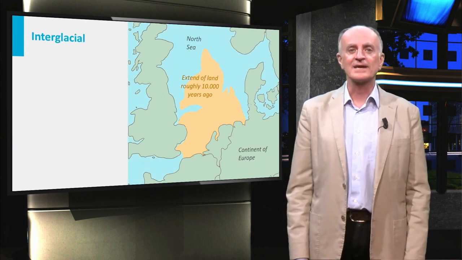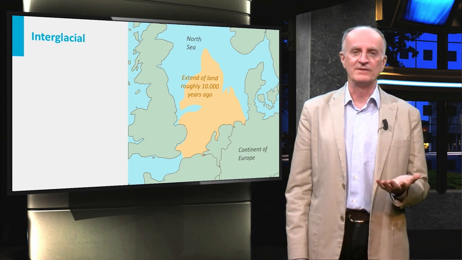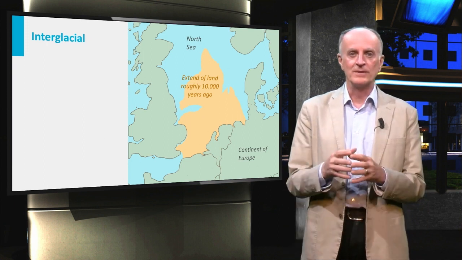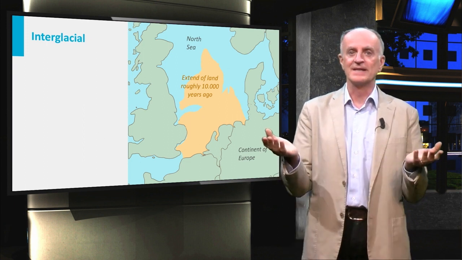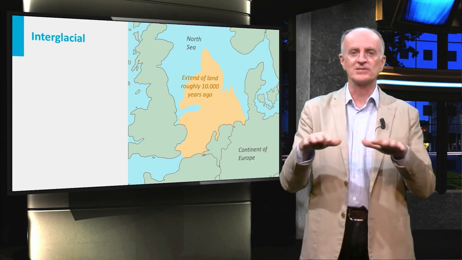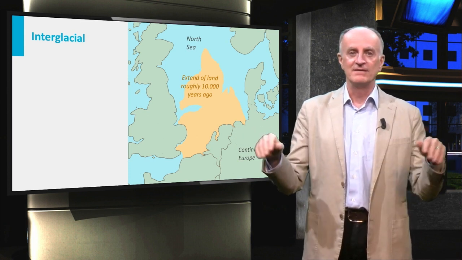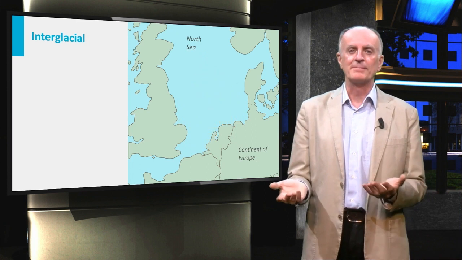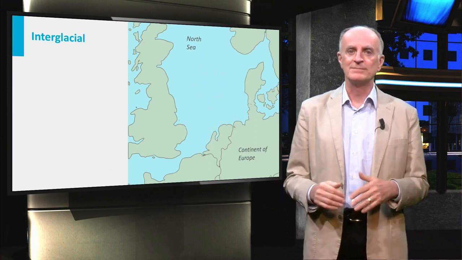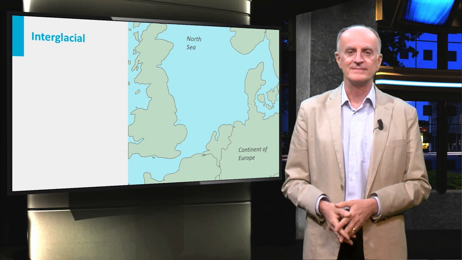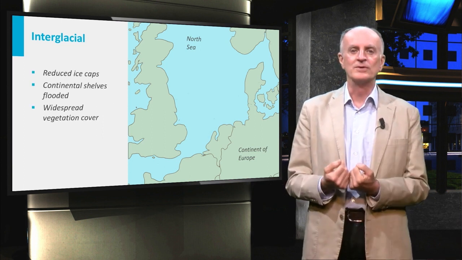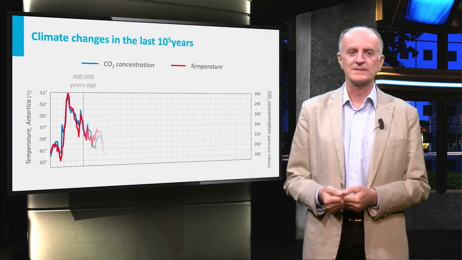In warmer interglacial periods, such as the one we are living in now, the ice caps are small and the sea level high, resulting in continental shelves largely underwater. Vegetation can flourish, thereby limiting the amount of sediments being produced and delivered to the sea. Let us now look in more detail at changes shown by the curves.